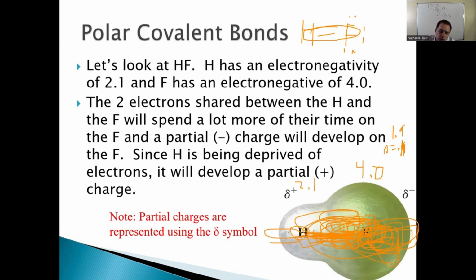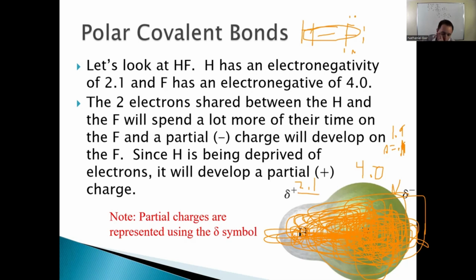And then they only go visit hydrogen on the weekend. They spend the whole week with fluorine, and then they go visit hydrogen on the weekend. So what ends up happening is the electron density on the fluorine is huge, and hydrogen is being deprived of the electrons. So the electron density on the hydrogen is very small because hydrogen has the smaller electronegativity.